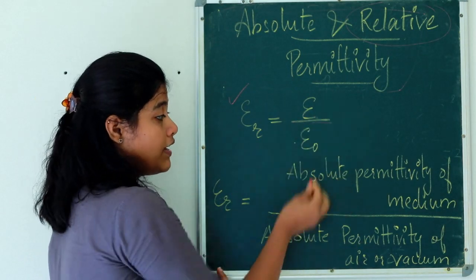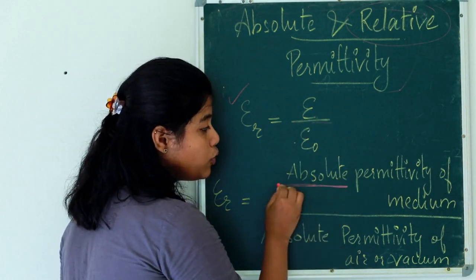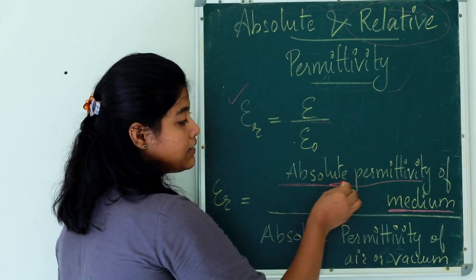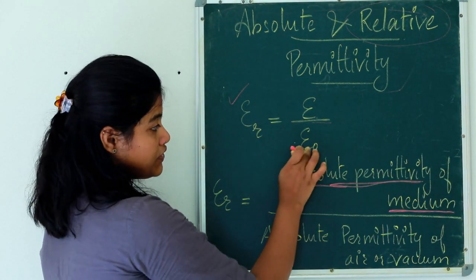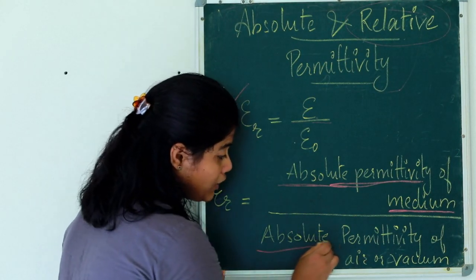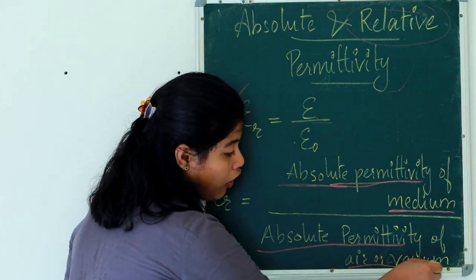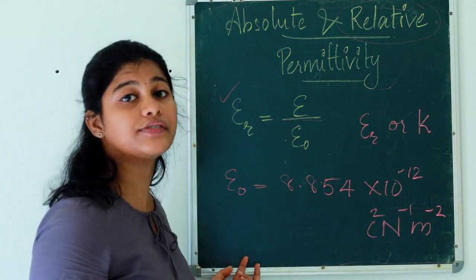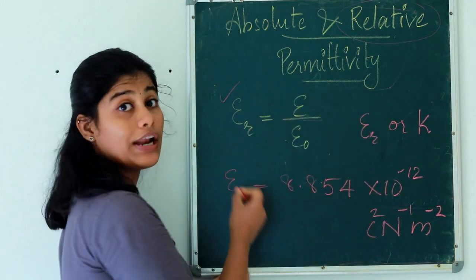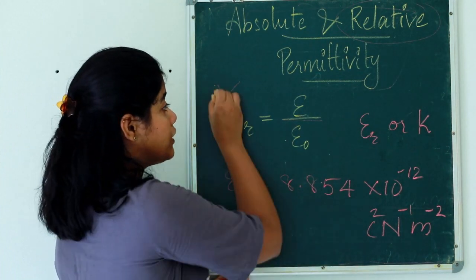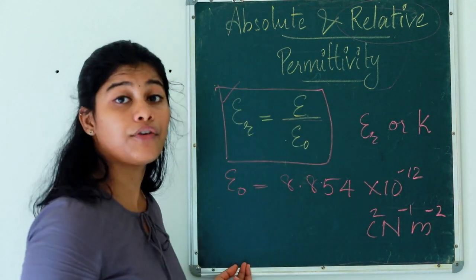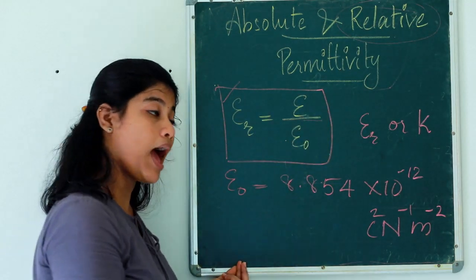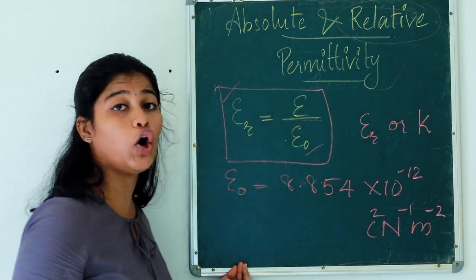where epsilon is marked as the absolute permittivity of the medium and epsilon 0 is marked as the absolute permittivity of air or vacuum. So now we got to know what is relative permittivity. So what is relative permittivity? Relative permittivity is termed as the ratio of absolute permittivity of the medium to absolute permittivity of air or vacuum.